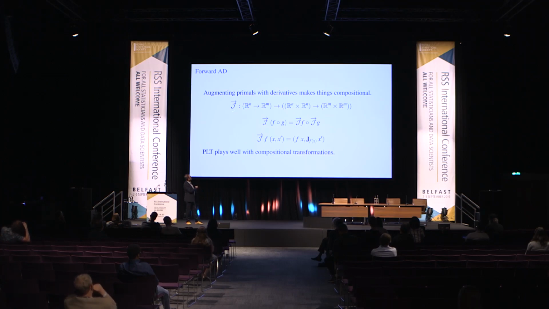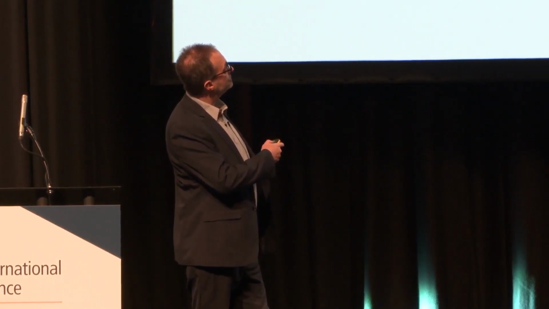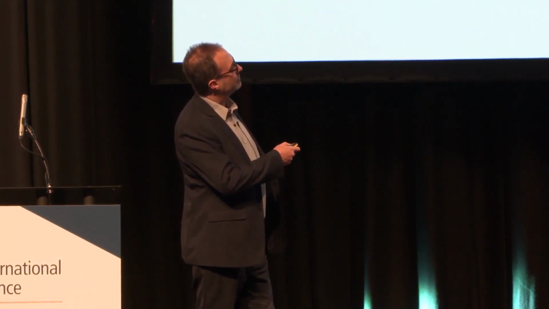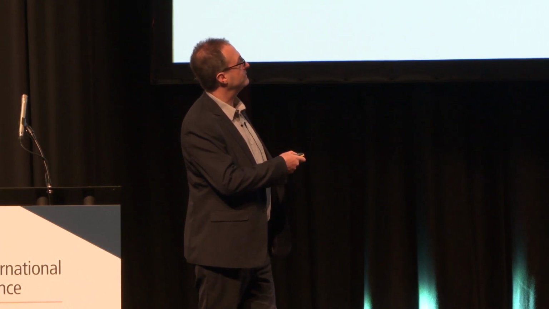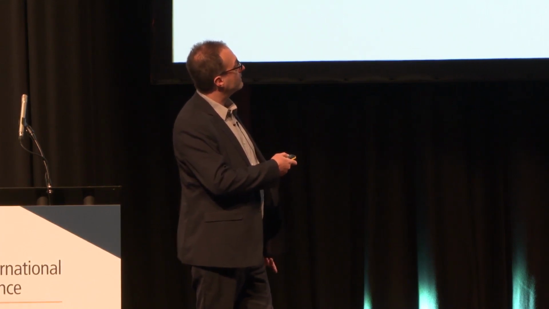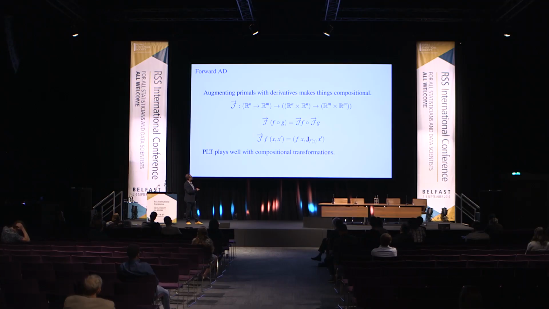So here's how this forward operator works. You've got this function, and you're bumping it up so that every real value is paired with a perturbation of that real value. And that then has this property. This is called compositionality. And this is the numeric result.